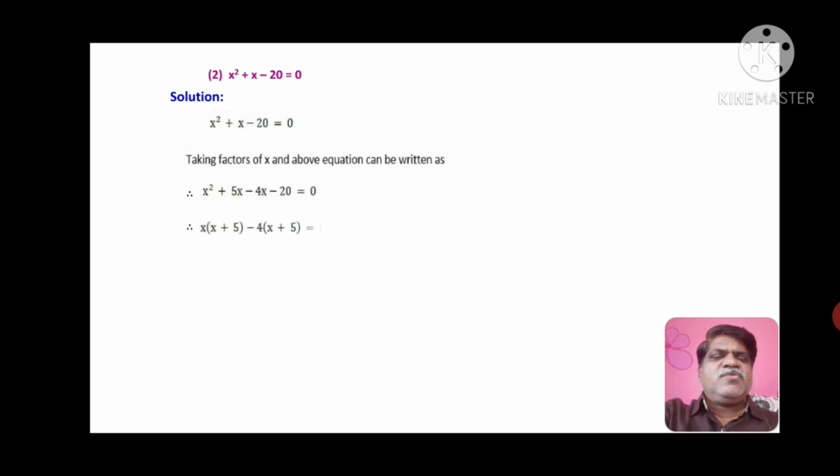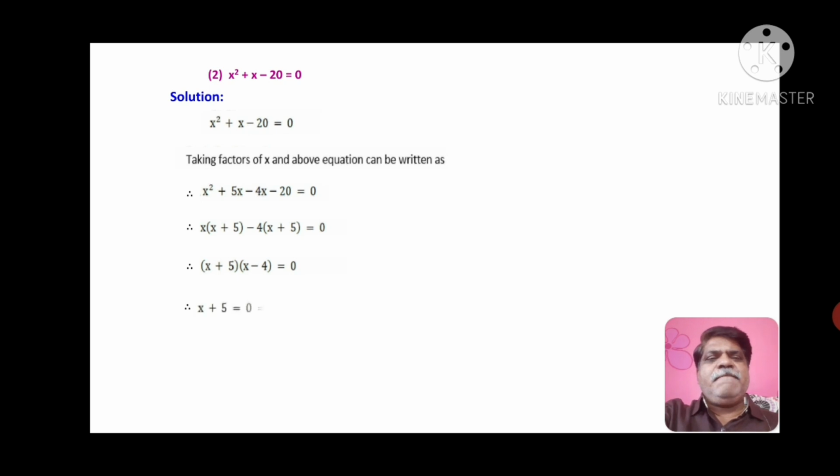Here x is common in the first two terms. What is left in the bracket is x plus 5. In the next two terms, minus 4 is common, x plus 5 in the bracket is equal to 0. Therefore x plus 5 is taken out as common, so what is left in the other bracket is x minus 4 is equal to 0.